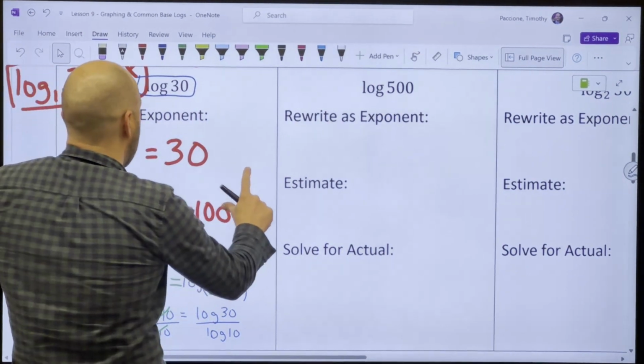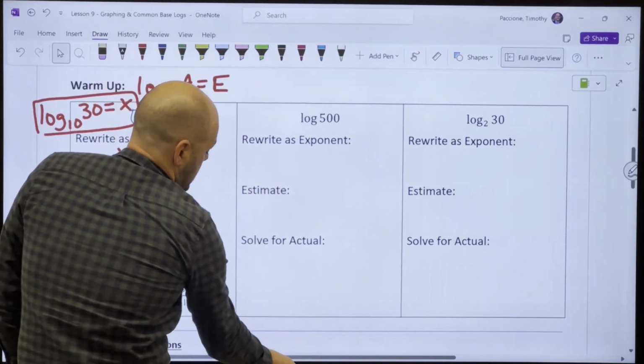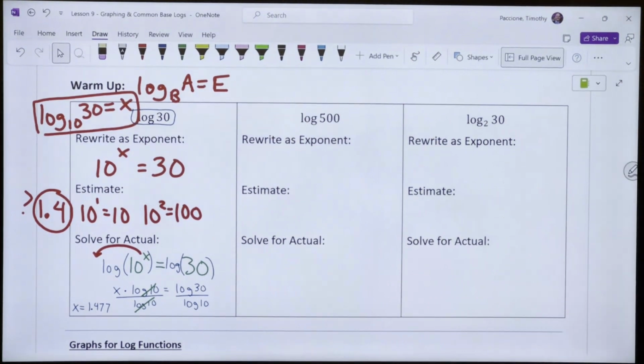Okay, so now that you have an example on the board, if you weren't able to attack these problems, try the next two. I'll give you a few minutes, and then we'll get going.